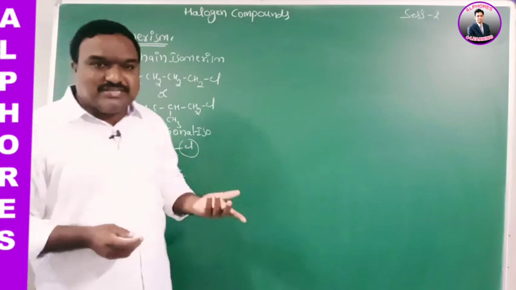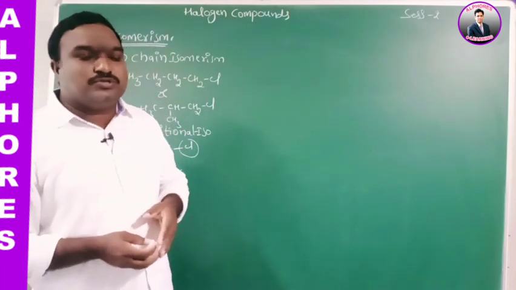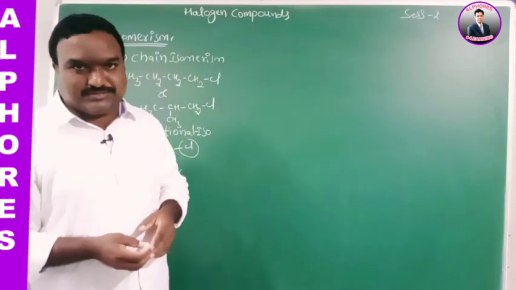halogen compounds will not exhibit functional isomerism. There is no chance to change the halogen in this case.